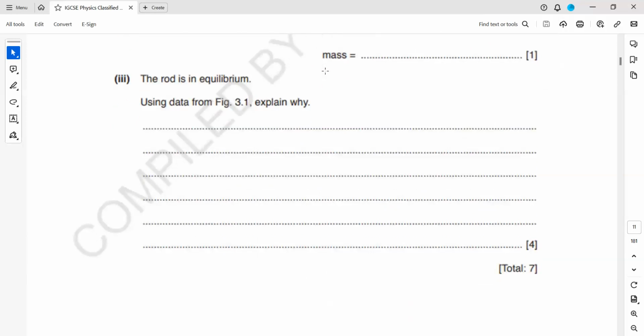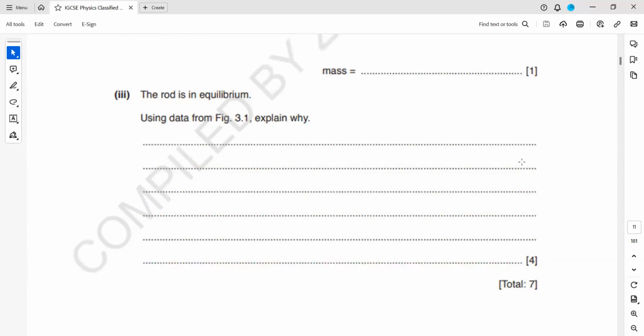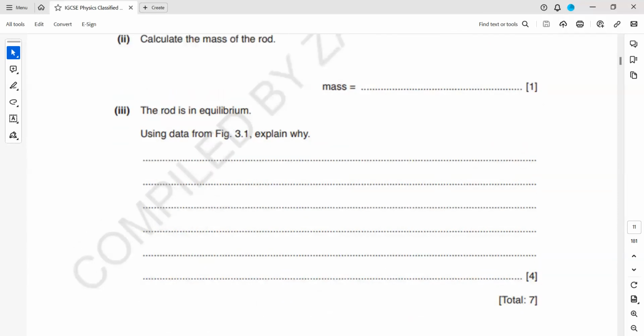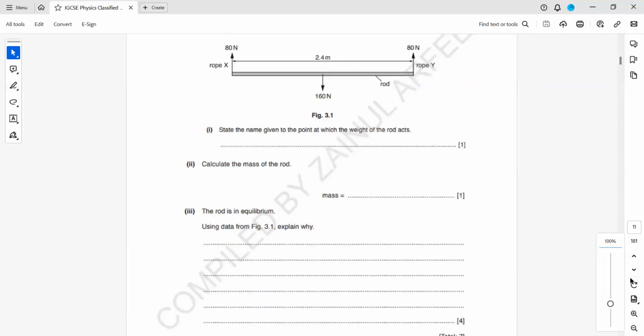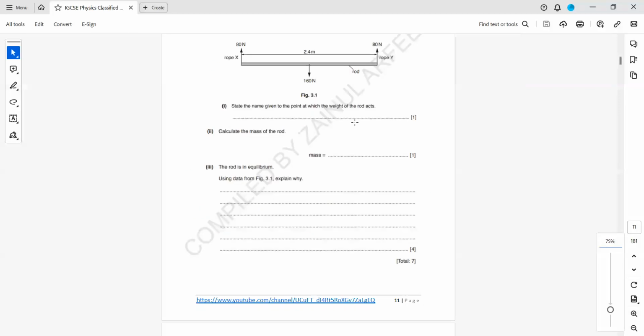Then the rod is in equilibrium. Use the data from the figure and explain why. First thing, as the object is in equilibrium, I will solve this. When something is in equilibrium, what are the conditions of equilibrium? There will be no resultant force and no resultant turning effect. So first we'll write the conditions. First, we write there will be no resultant force. Then we have to show how there is no resultant force when the object is in equilibrium.